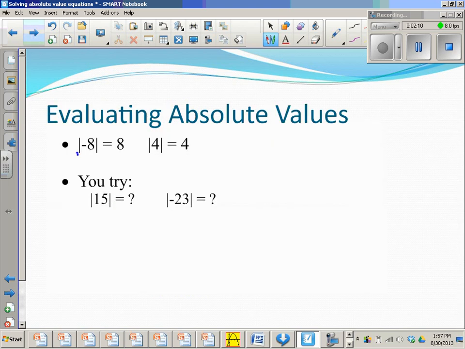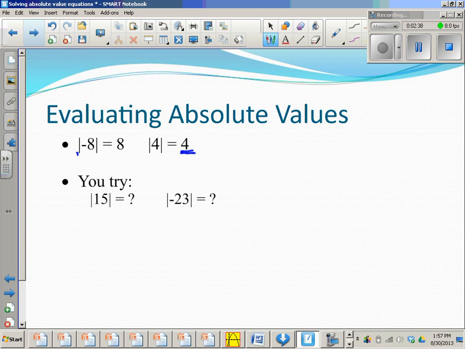We have the absolute value of negative 8. Since that value is negative, what's the opposite of negative 8? Positive 8. Second example, absolute value of 4. Since 4 is positive, we just say the absolute value of 4 is 4. Now you can try the next 2 examples.